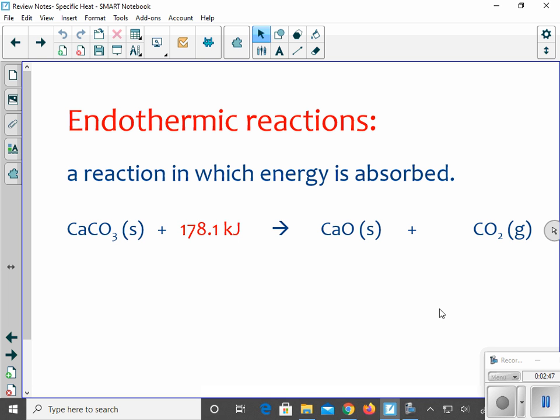to be absorbed. So I have calcium carbonate right here as a solid. I need to add 178.1 kilojoules of heat, and then it will decompose into calcium oxide as a solid and carbon dioxide gas. So, if I don't add this amount of heat, will that reaction ever occur? It will not. Notice that heat is on what side of the reaction? The reactant side. Okay? So the reactant side tells me it's endothermic. I need to have heat added, or that is not going to happen.